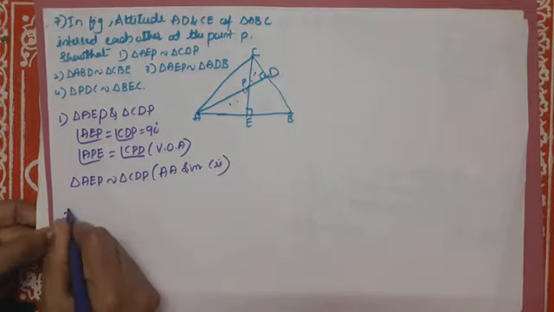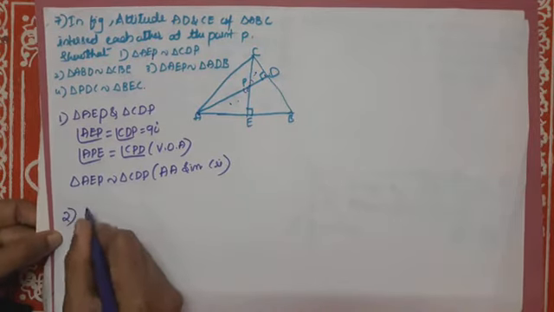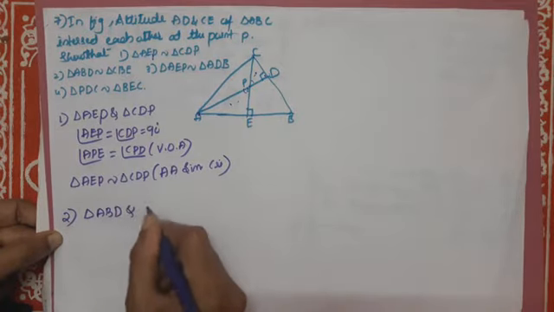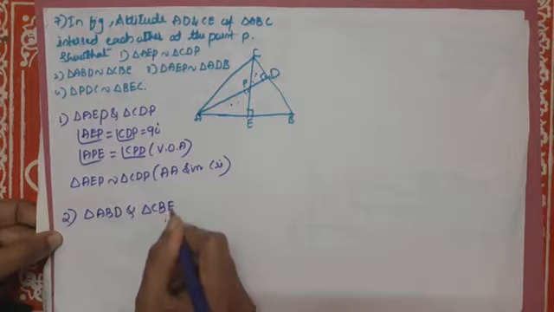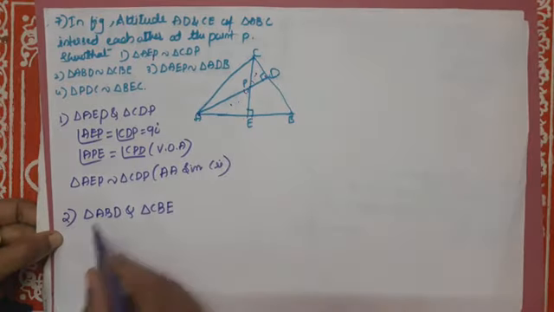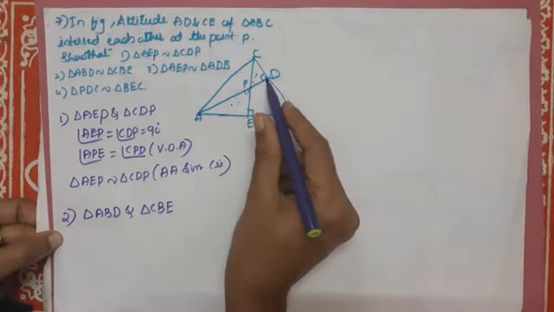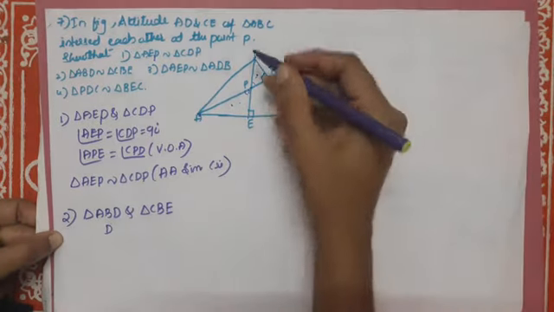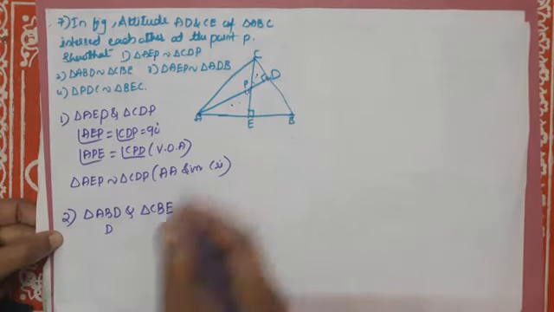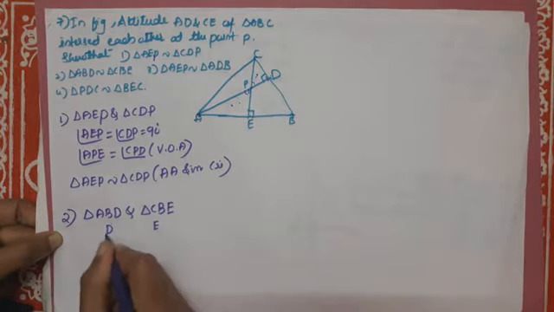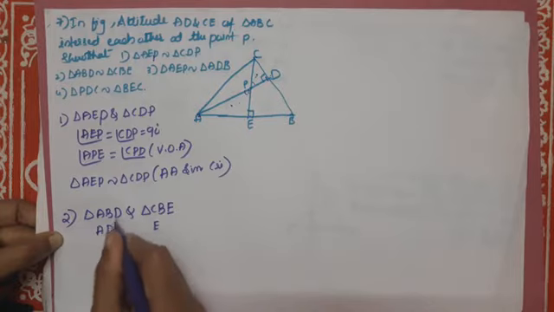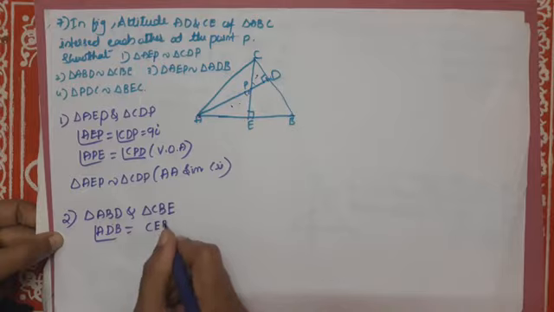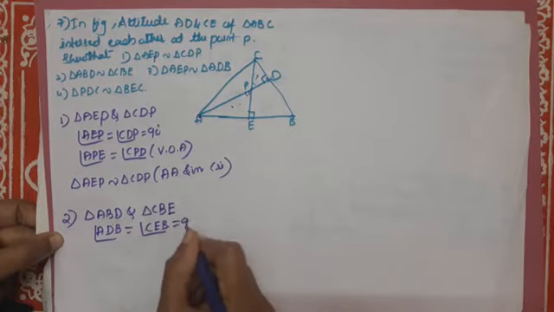Then we'll see the second one. In the second one, triangle ABD and triangle CBE. Here in ABD, D is 90 degrees, and in CBE, E is 90 degrees. So angle ADB equals 90, and angle CEB is 90 degrees.